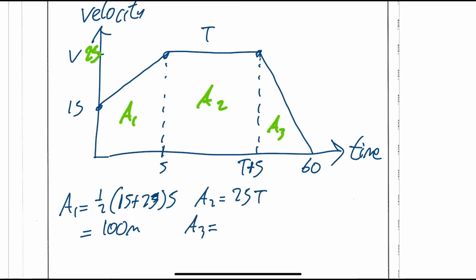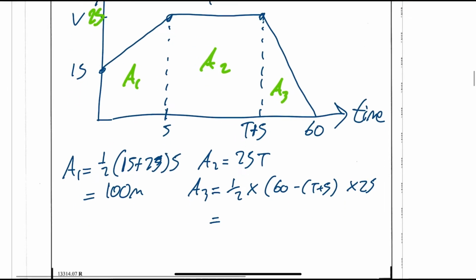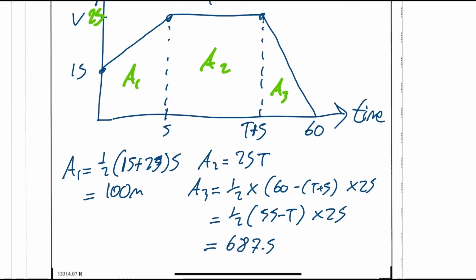Our area 3, tricky enough, it's a half times the base. The base of it is going to be 60 minus t plus 5, and the height of it is now 25. Sort this out inside the brackets, it's going to be 55 minus t, and then multiply in by the 25. So half times 55 times 25 will give you 687.5. And then half times the minus t times 25 is minus 12.5t.